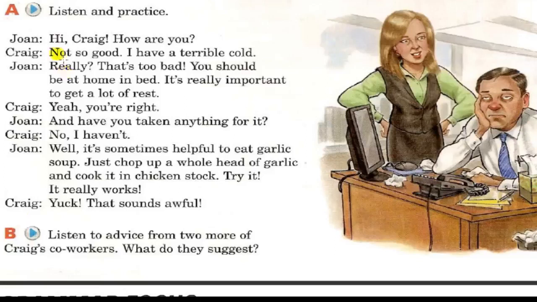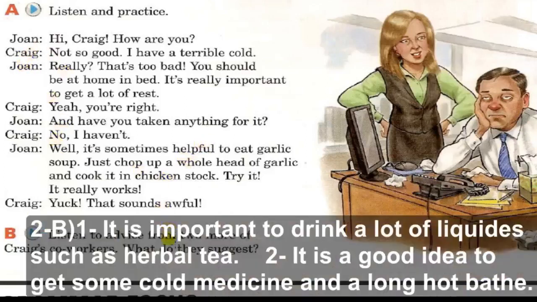So, let's answer the question. We listened to the advice from two more of Craig's co-workers. What do they suggest? The first one, it's important to drink a lot of liquids. Liquids, like tea, coffee, green tea. So, the first one, it's important to drink a lot of liquids, such as herbal tea.